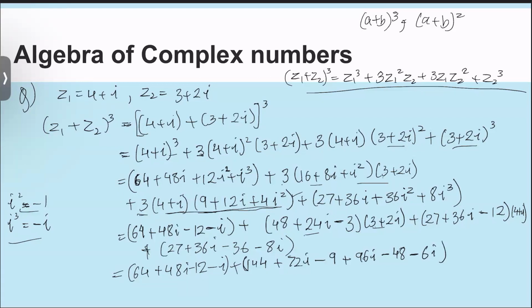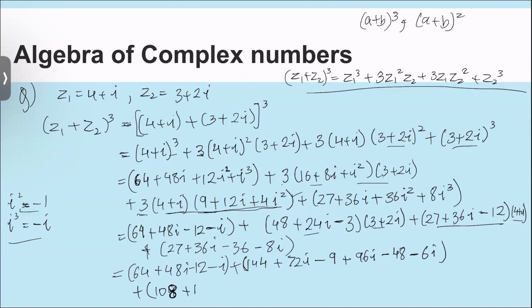Okay, so this is a very long solution that you'll be getting. And then you multiply 4 plus i with this entire term. So you have 108 and 108 plus 144 minus 144i. Okay, so you will have 144i.